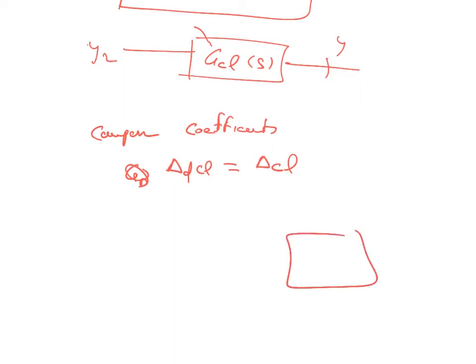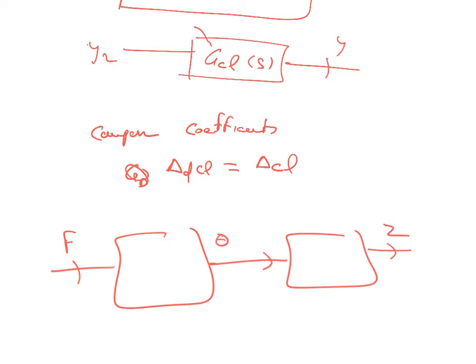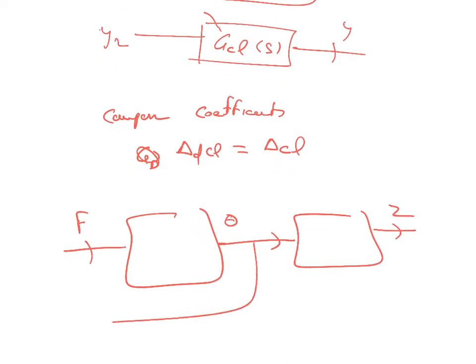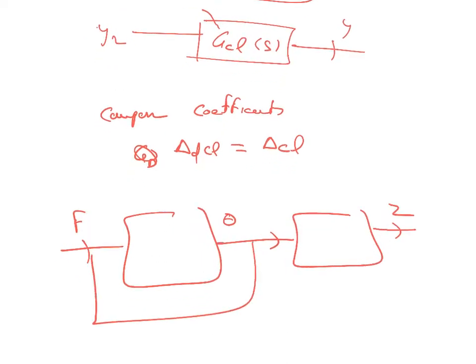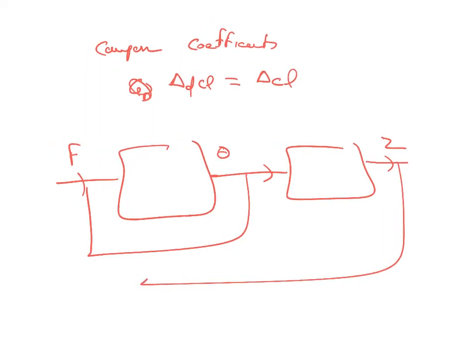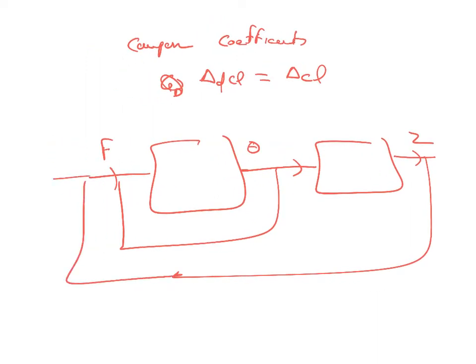Okay, and what was the successive loop closure? You have two transfer functions. It's a product of two transfer functions, basically F to theta and theta to Z. So you first close this loop with a PD controller, and then close the other loop. So basically two successive loops.